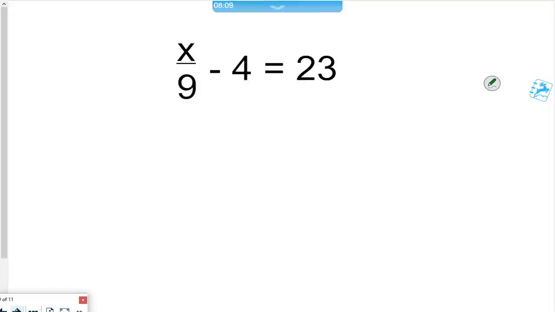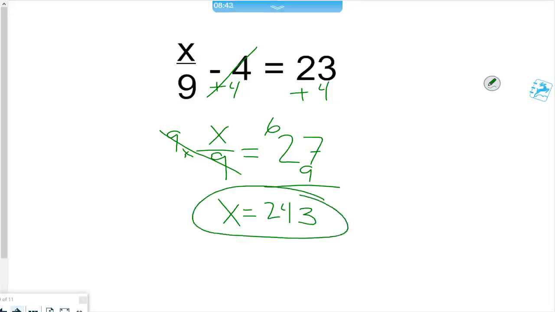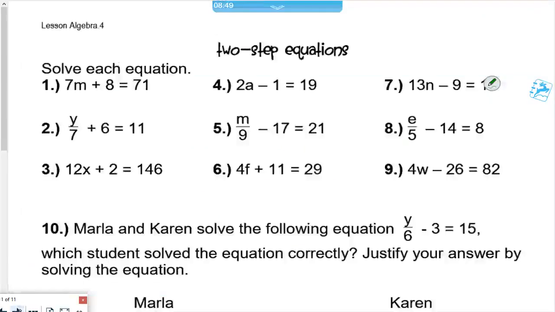X divided by 9 minus 4 equals 23. So I have a minus 4, the opposite is plus 4. Cancels that out. X divided by 9 equals, now we need to add 4 over here, and we get 27. So I'm going to cancel this out by multiplying. Leaves me with x, and so now I need to multiply by 9. 9 times 7 is 63. I carry my 6. 9 times 2 is 18, 19, 20, 21, 22, 23, 24. X equals 243.